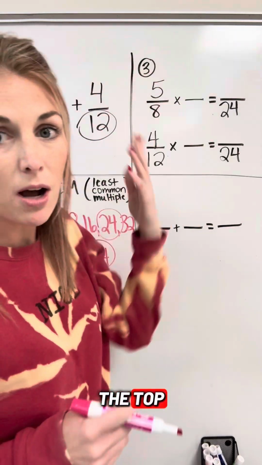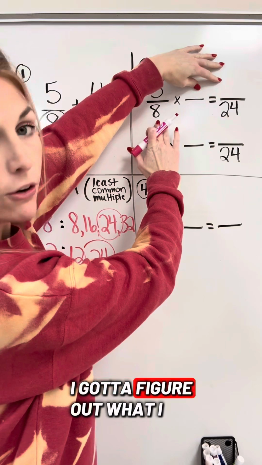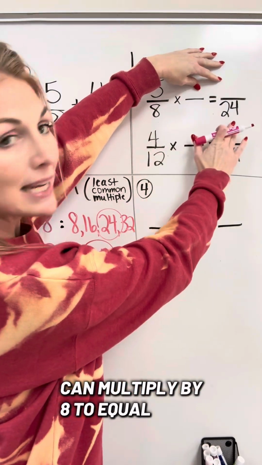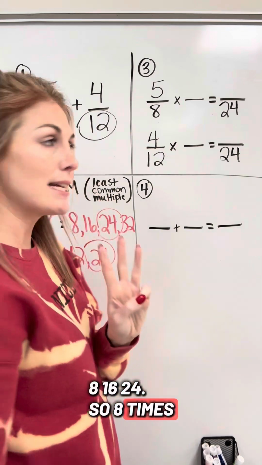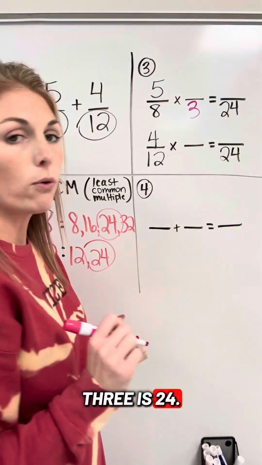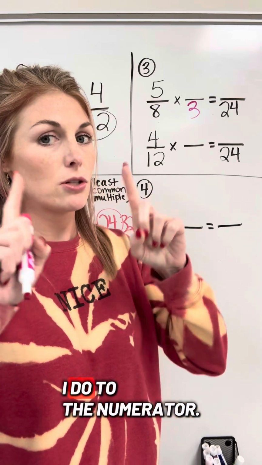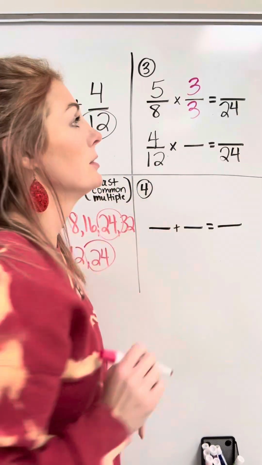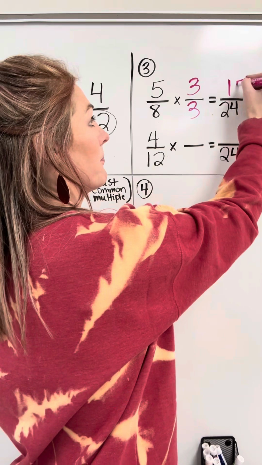Okay, from here, we've got to figure out all of these blank spaces. Well, I can't do anything with the top because I don't have enough information right now. So I'm just going to look at my denominators. I've got to figure out what I can multiply by 8 to equal 24. 8, 16, 24. So 8 times 3 is 24. Well, math is fair, so whatever I do to the denominator, I do to the numerator. And now I'm just going to multiply across. 5 times 3 is 15.